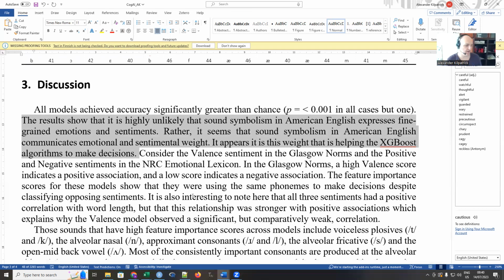So in this study, we're looking at these 19 sentiments and emotions. And one of the things that I was testing is sound symbolism in American English: is it so fine-grained that there are specific sounds that relate to specific emotions? And that does not seem to be the case, with caveats.